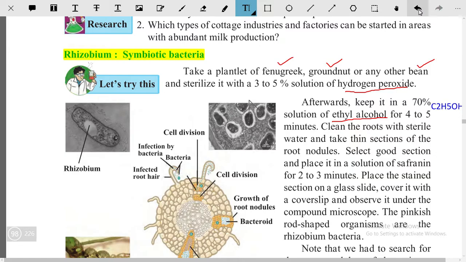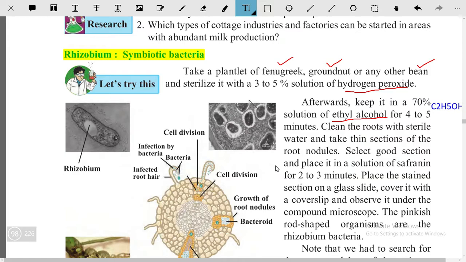Now see, for 4 to 5 minutes, clean the root with sterile water and take the thin section of the root nodules. What happened during the 4 to 5 minutes? This plant is kept in 70% ethyl alcohol, then clean the root with sterilized water and take a thin section of the root nodules. त्याच्यामुळे जी रूट नोड्यूल्स आहे त्याचा एक thin section, एक पातळ काप घ्या.